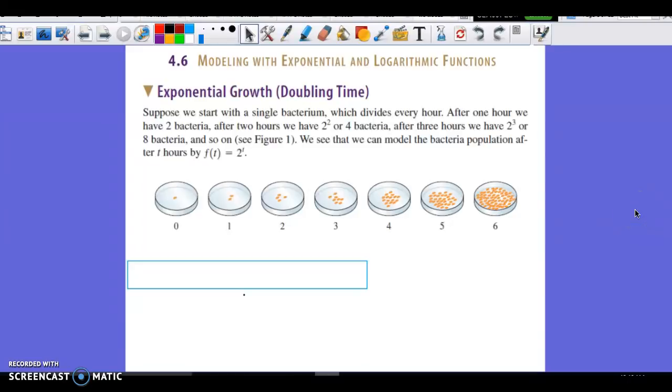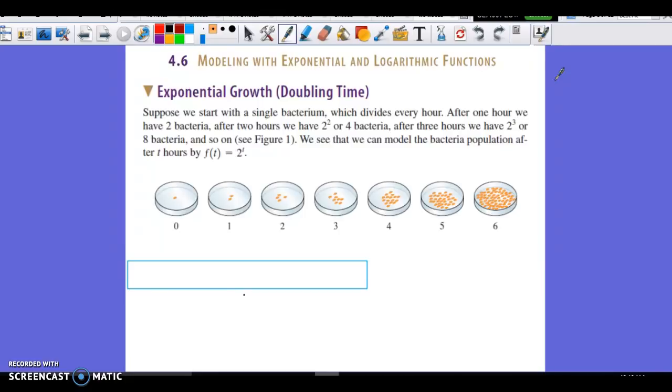This is 4.6, modeling with exponential and logarithmic functions. So we're finally going to look at some application solving exponential and logarithmic equations. We're going to be working backwards. So instead of starting with the interest problem that gives us all of the money and rate and time, we're going to work backwards and figure out how much time, or what the rate would have to be, in order for me to have this much money.